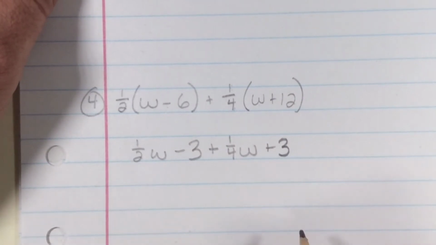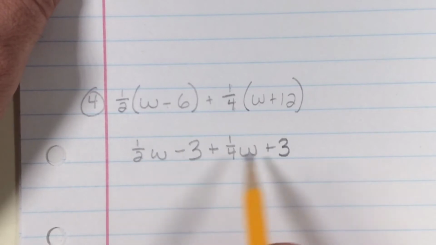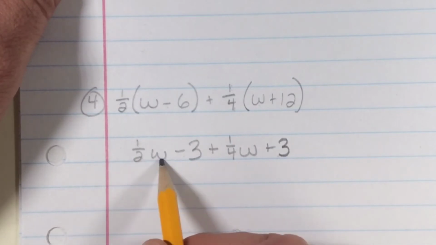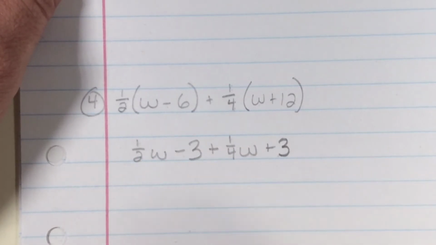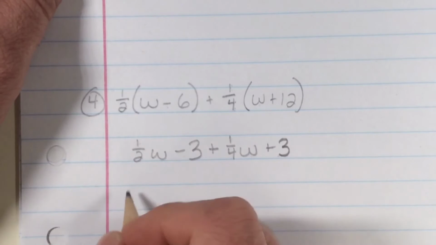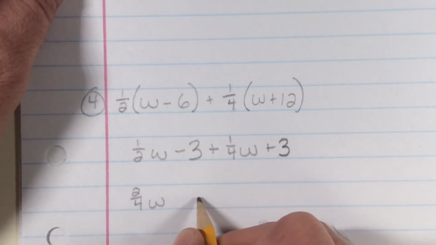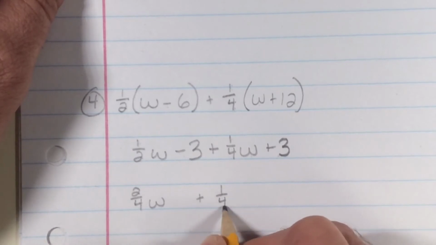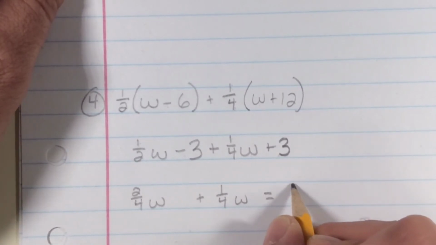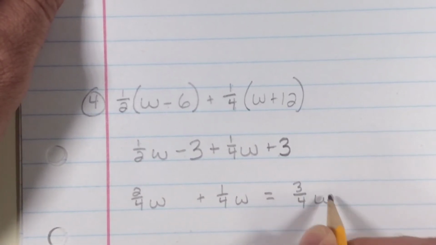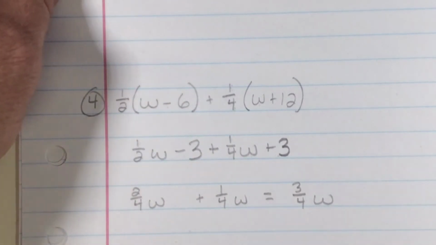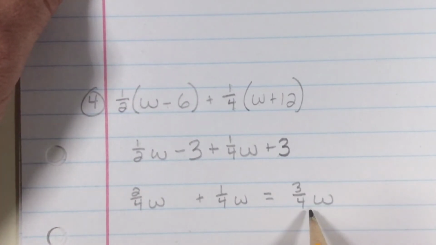Well, now I can combine like terms. Oh, I have a negative 3 and a positive 3, so those will cancel out, leaving me with 0 for my constant. And I've got a 1/2 w and a 1/4 w. Well, I do need common denominators, so this would be 2/4 w and 1/4 w, and those leave me with 3/4 w. So the answer for number 4 is 3/4 w.